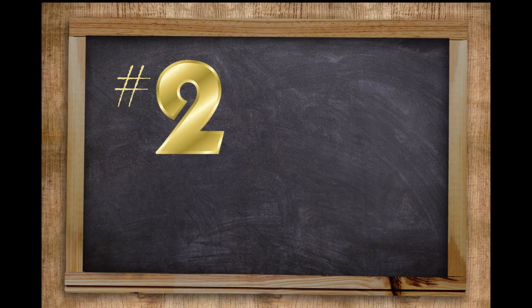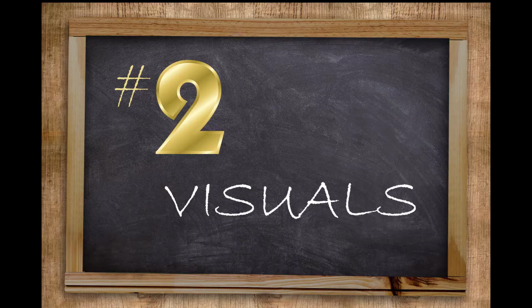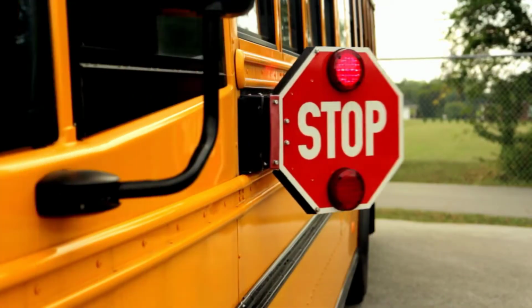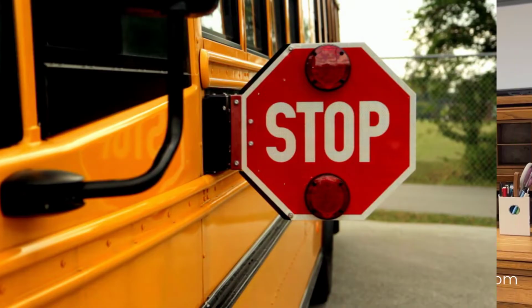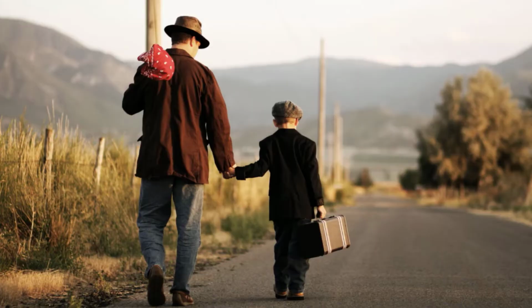Tip number 2, visuals. Visuals are a great way to start activities. For example, if your lesson's about journeys, you could easily say, tell me about your journey to school, but that's a bit dull. So something like this. Who are they? Where are they going? What are they doing? That's interesting.